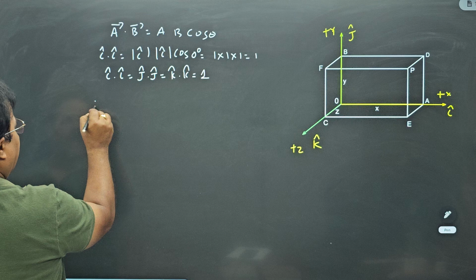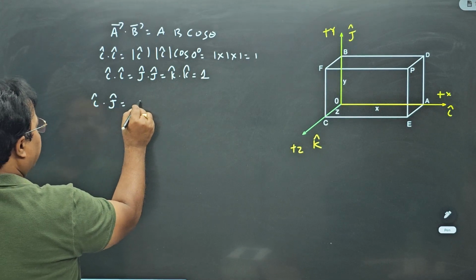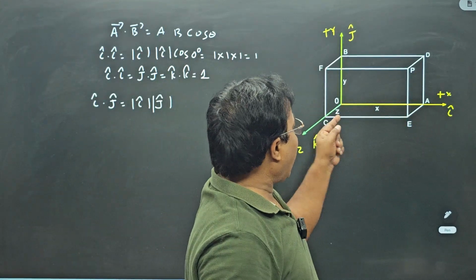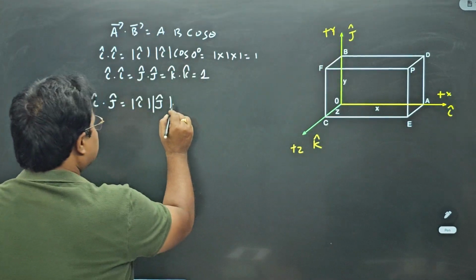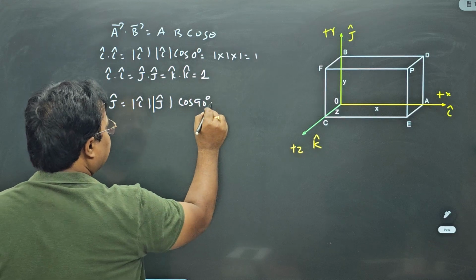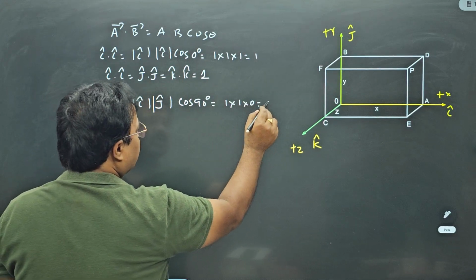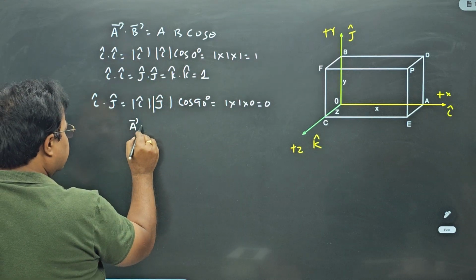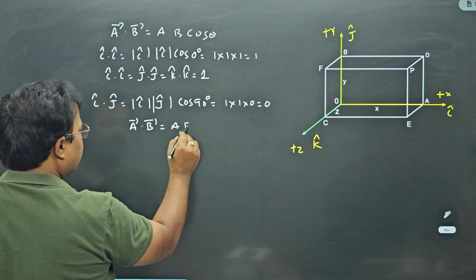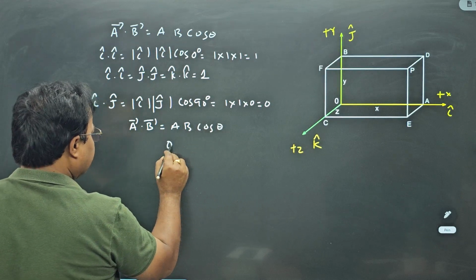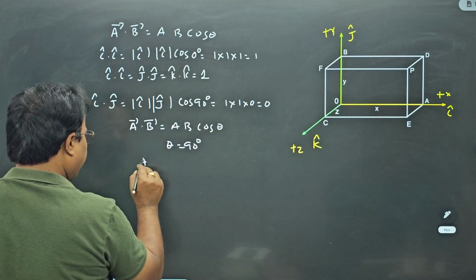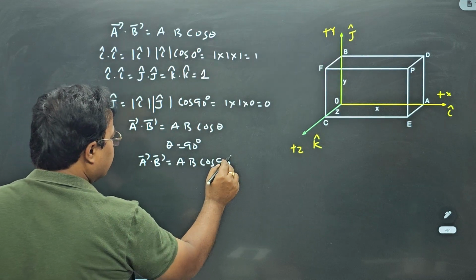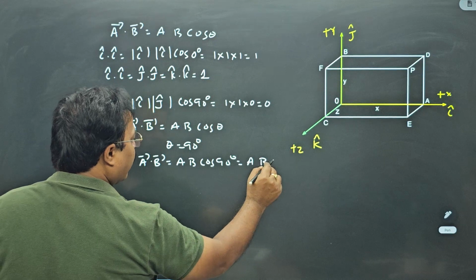Okay. Next, what is i dot j? i dot j is magnitude of i vector times magnitude of j vector times cos of the angle between i cap and j cap, which is 90 degrees. So 1 into 1 into 0 is equal to 0. It means A dot B is equal to AB cos theta. If theta is equal to 90 degrees, what is the value of A dot B? AB cos 90. Cos 90 is equal to 0. Therefore, the dot product becomes 0.